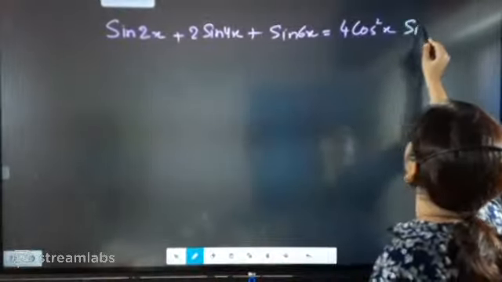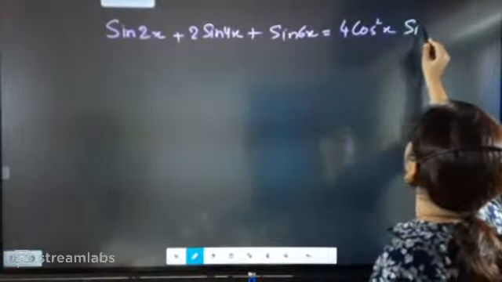Let's see. Now the first bit is the sin C minus sin D formula. What is the sin C minus sin D formula? 2 cos (C plus D)/2, that means cos (x plus 3x)/2 into sin (x minus 3x)/2. And then, beta, in the denominator I'm going to take this minus outside. The moment I take minus outside, this minus cos square x will become plus cos square x, and this one will become minus sin square x.